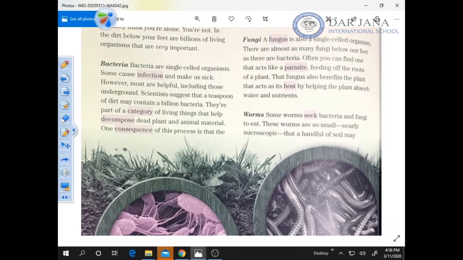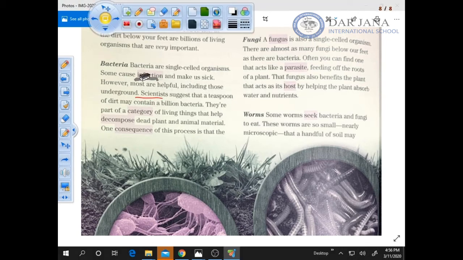Bacteria. Bacteria are single-celled organisms. Some cause infection and make us sick. So the first word we have here is infection. What's the meaning of infection? Based on the context clues that we have in the sentence.